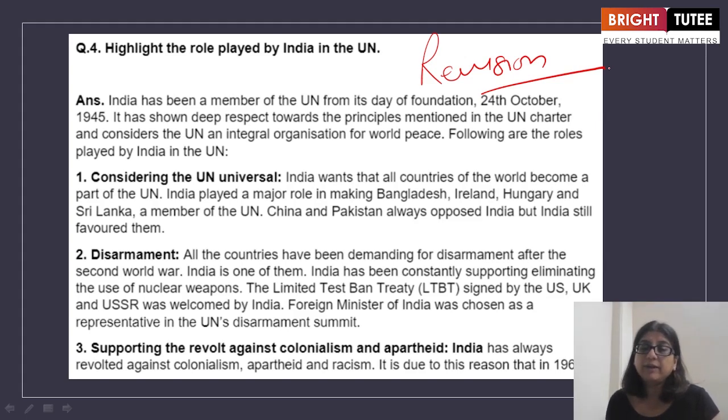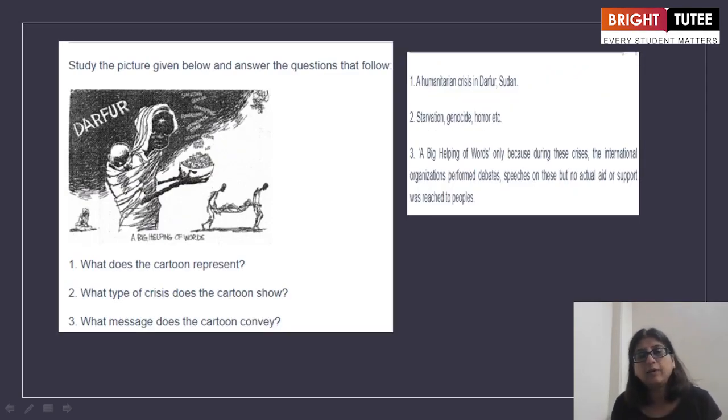Disarmament: all the countries have been demanding disarmament after the Second World War, and India is one of them, and India has been constantly supporting eliminating the use of nuclear weapons. The Limited Test Ban Treaty (LTBT) signed by the US, UK, and USSR was welcomed by India, and the Foreign Minister of India was chosen as representative in the United Nations Disarmament Summit. And support the revolt against colonialism and apartheid: India has always revolted against colonialism, apartheid, and racism. It is due to this reason that in the year 1961, India presented itself.